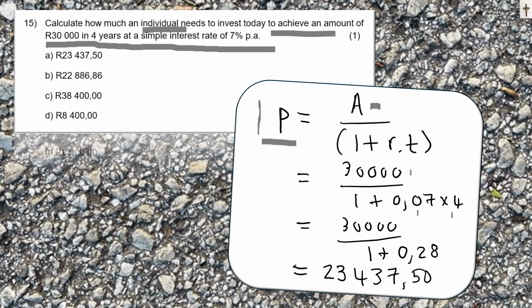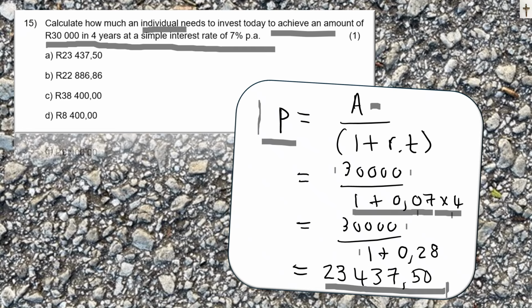And if we put in the numbers, the future value is 30,000. We use the formula 1 plus the interest rate of 7%. You convert that to a decimal, 0.07 multiplied by 4 years, is equal to 30,000 divided by 1 plus 0.28.